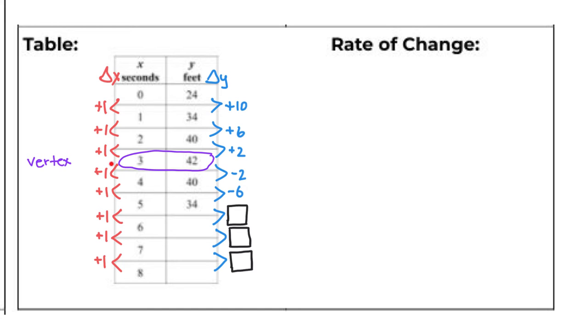So we can see that our change in x is constant. Each x value is increasing by 1. My y values for this quadratic table are changing. The change in y are changing. So that means we're going to need to find the second difference. From 10 to 6, I am decreasing, and I'm decreasing by 4. From 6 to 2, I am decreasing by 4. From 2 to negative 2, still decreasing by 4.